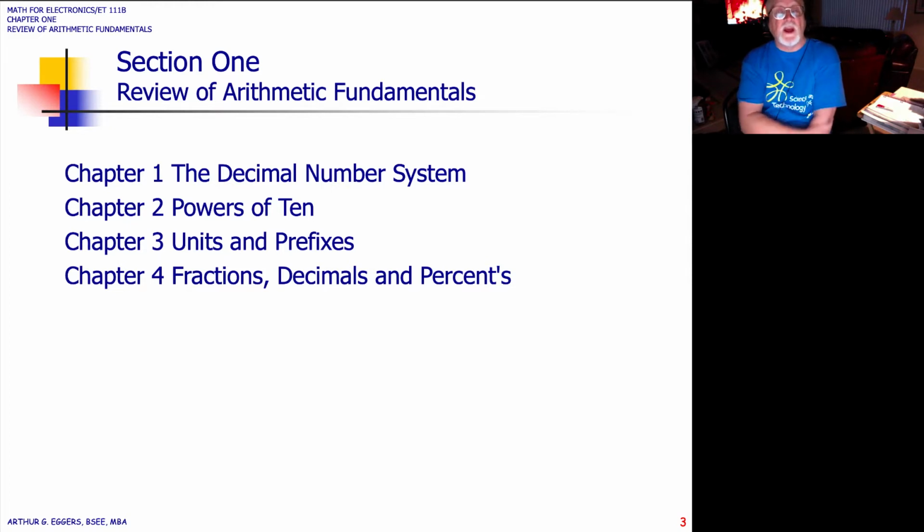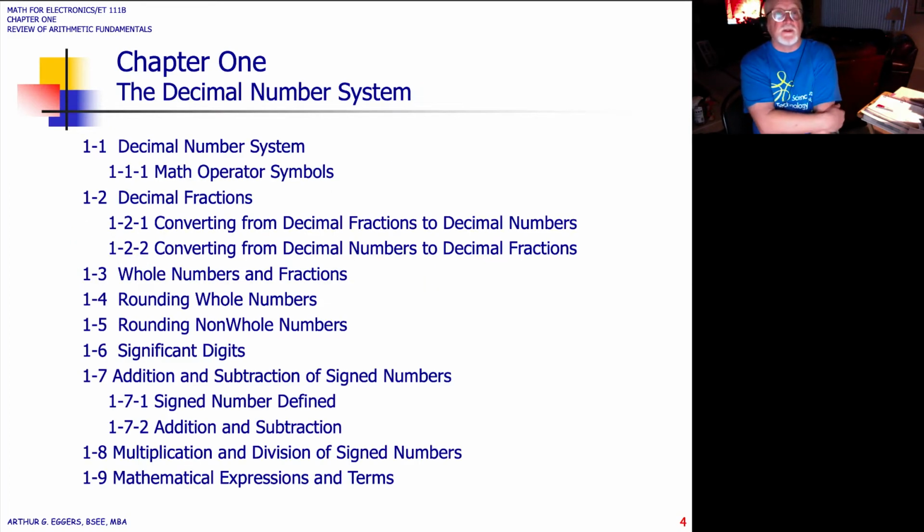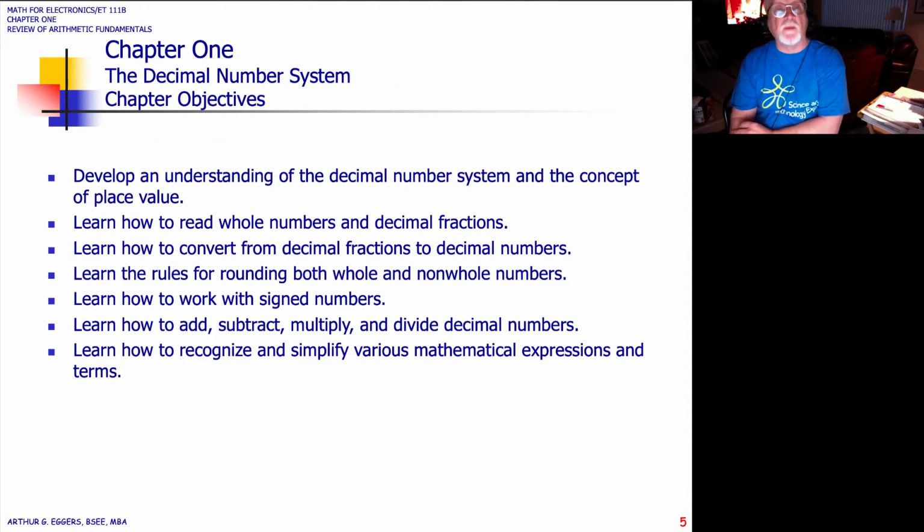So in Chapter 1, we're going to concentrate on the decimal number system, learning or relearning how to use decimals and decimal fractions, whole numbers, the fractional portion of the decimal, rounding, significant digits, and using the operators addition, multiplication, subtraction, and division. So in the objectives, we're going to go back and look at developing or redeveloping our understanding of the decimal system, how to read those values, do some conversions using the operators, signed numbers, and rounding.